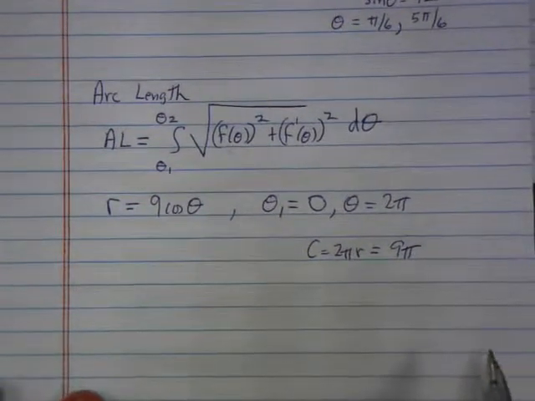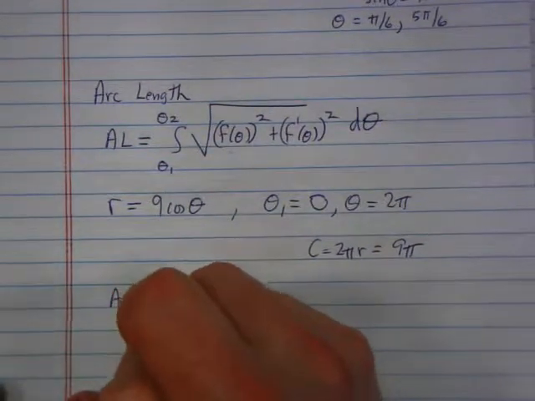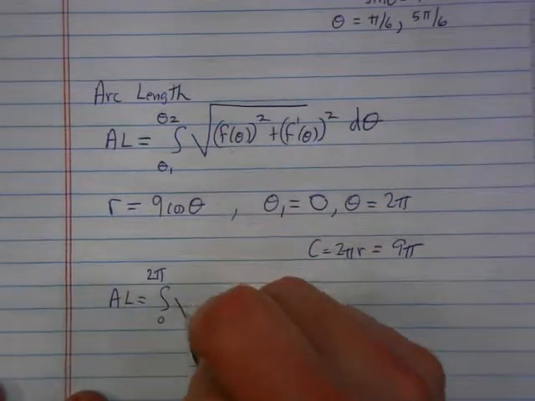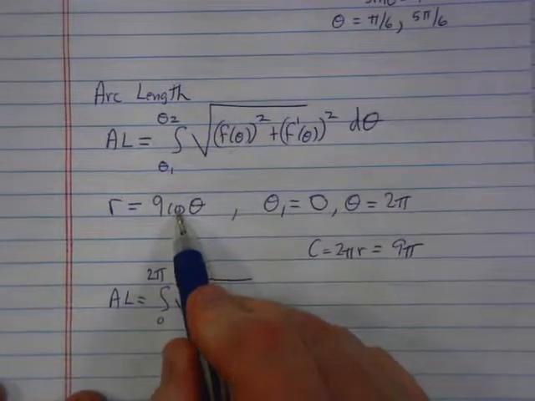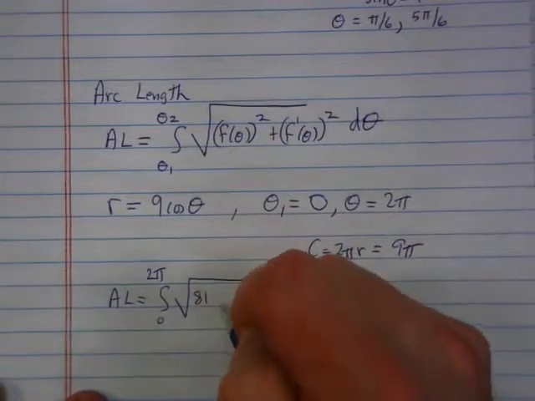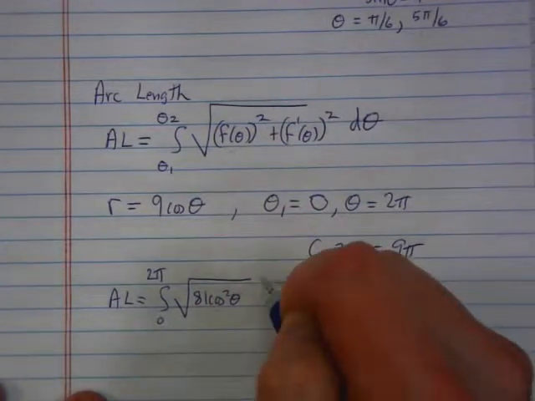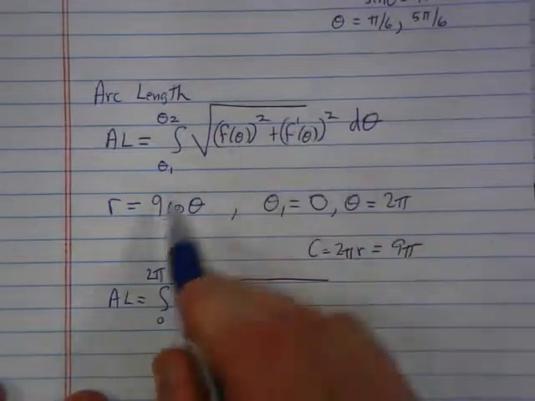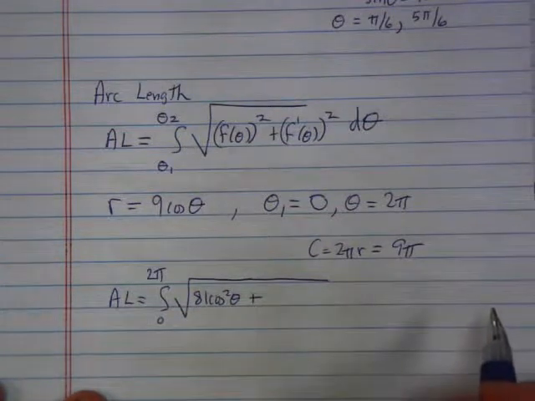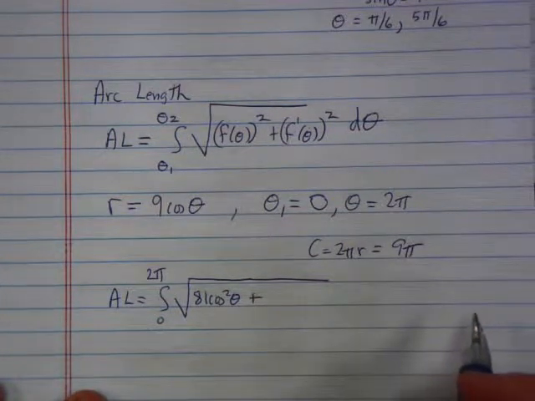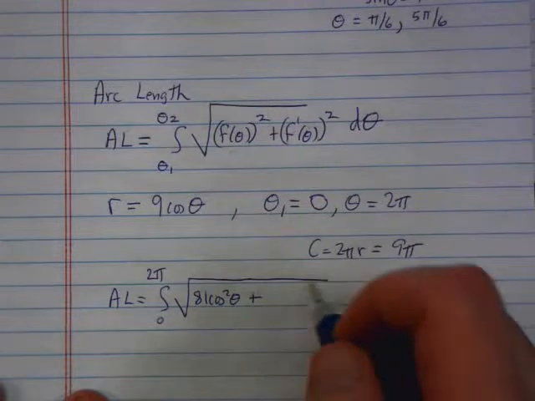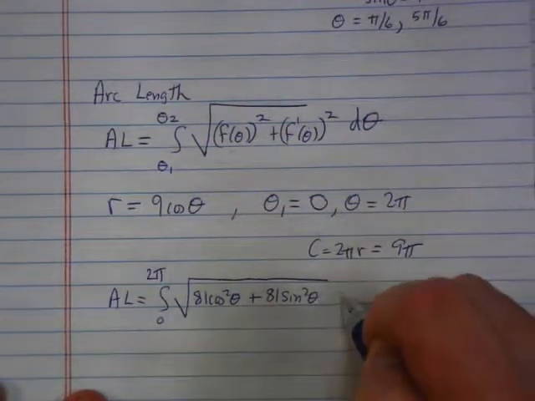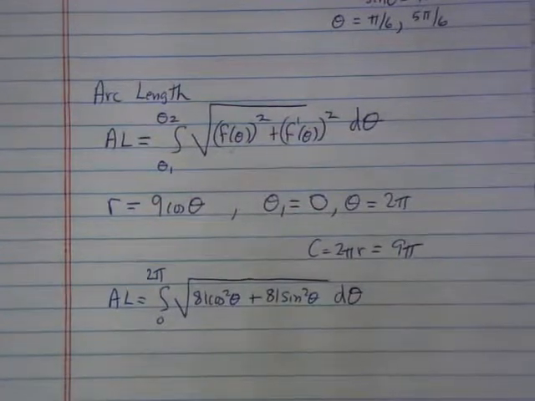All right. So our formula for arc length would be the integral from 0 to 2 pi of the square root of my original function squared. So that would be 81 cosine squared theta plus the derivative squared. What's the derivative of 9 cosine? Negative 9 sine, but then when I square it, I get positive 81 sine squared theta d theta.